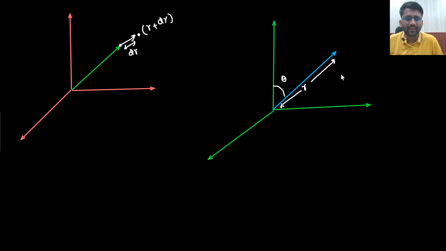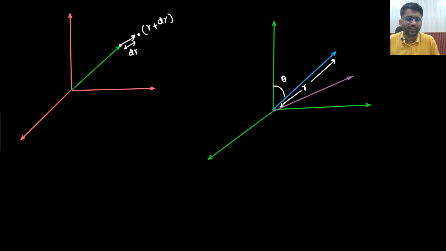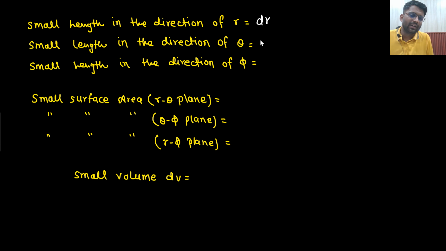Now what you are doing is that you are making an angle of theta plus d theta, but r is not changing. R remains the same. So you have moved from this point to this point, from theta to d theta. So how much is this arc length? This arc length is r d theta. So moving in the theta direction, it will be r d theta.